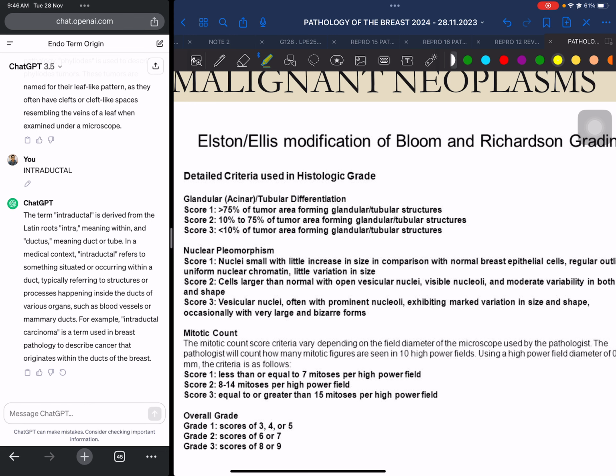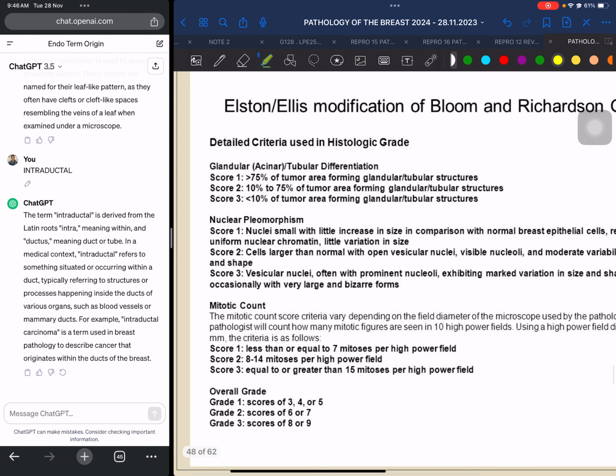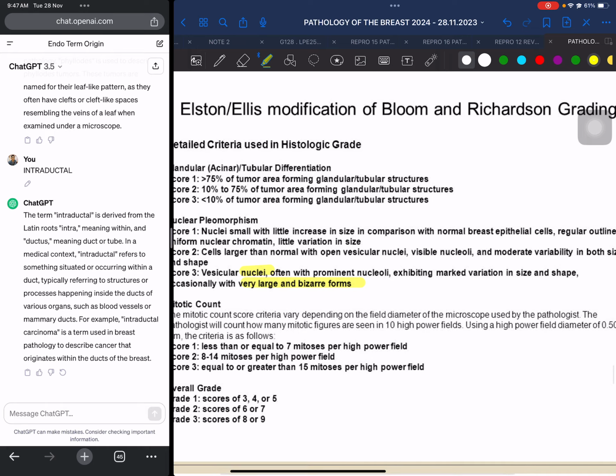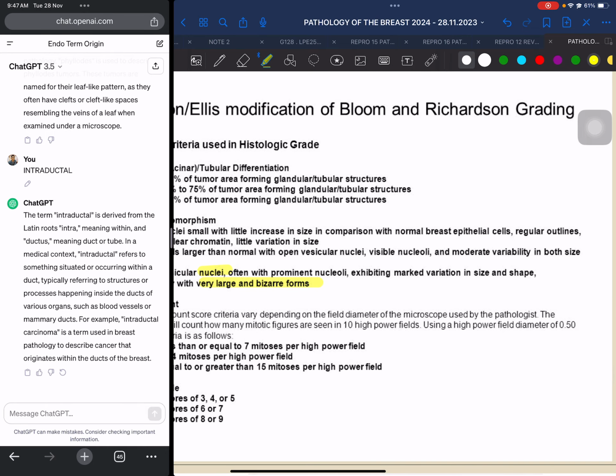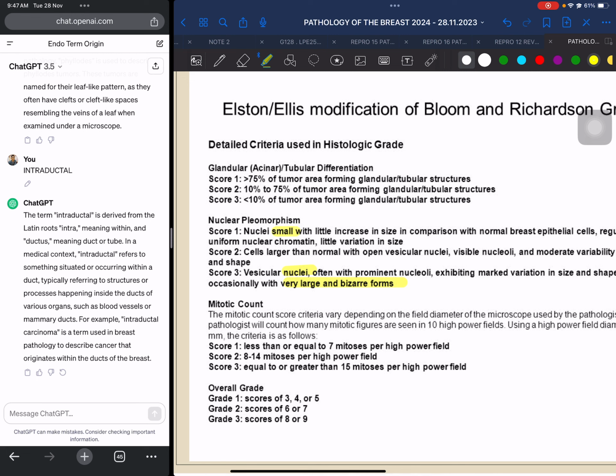Okay. So for each component, you give 1 to 3 points. Tubule formation or solid formation. Nuclear pleomorphism: mild, moderate, severe. Mitosis: if the number of mitoses is less than 10, more than 10 to 20, or more than 20. Right. So that's how we grade them.